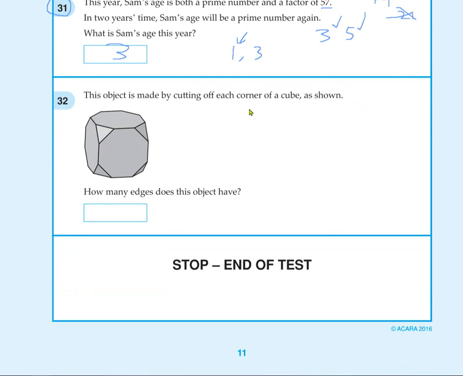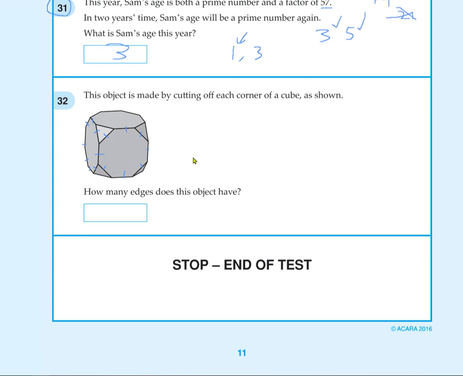And 32, an object is made by cutting off each corner of a cube. How many edges does it have? Interesting. Very interesting. Well, if we talk about the faces, what is that? Octagonal? 1, 2, 3, 4, 5, 6, 7, 8. That's got 8 edges there. And if you go across all, oh no, because there's going to be some that double up. Well, this does test the thinking a little bit. That's 8, 9, 10, 11, 12, 13, 14, 15, because I have that joint one there.